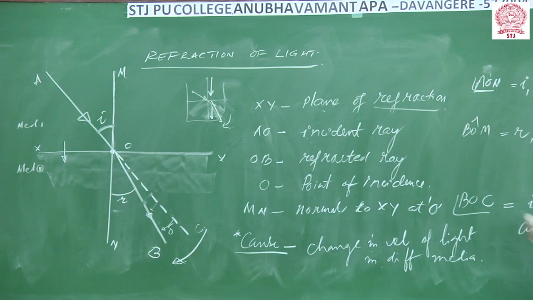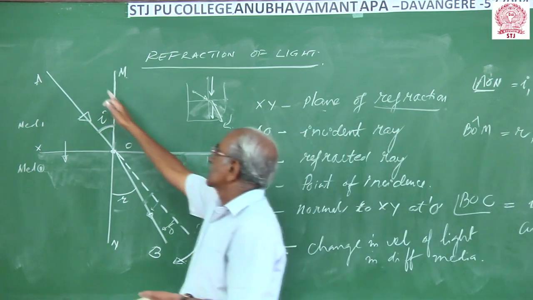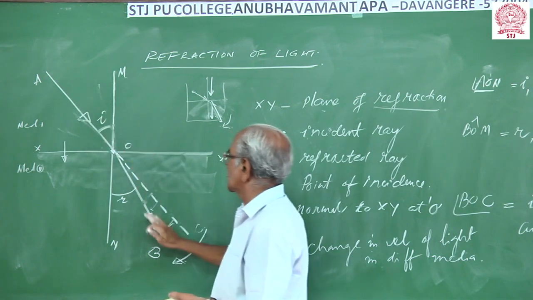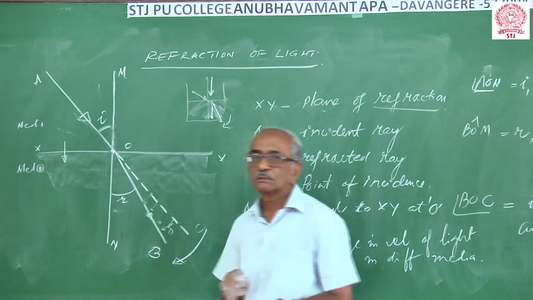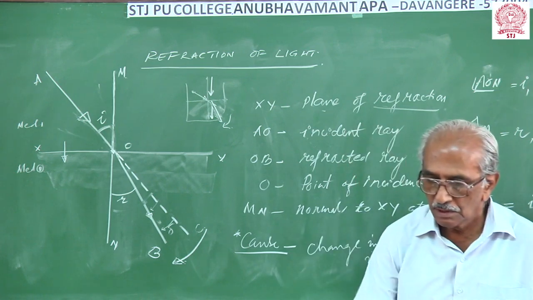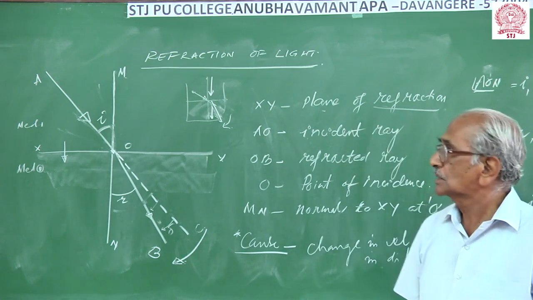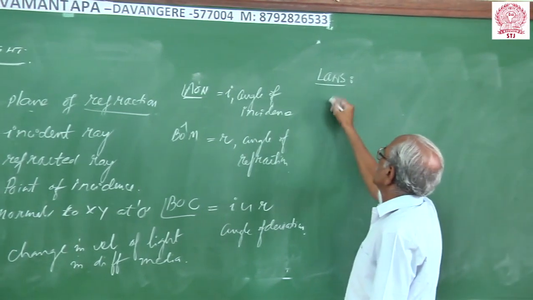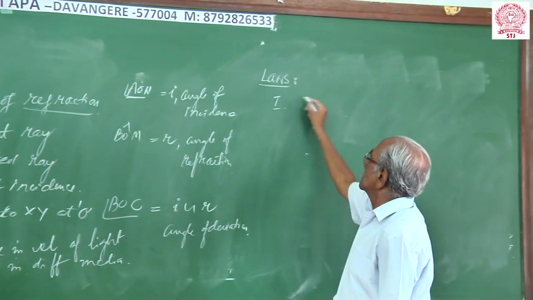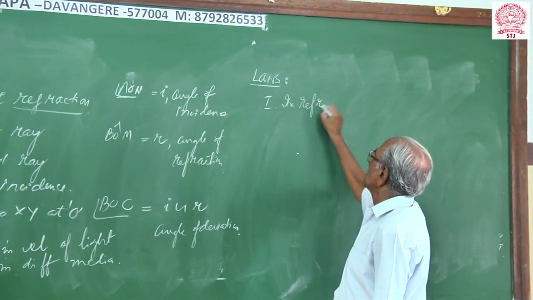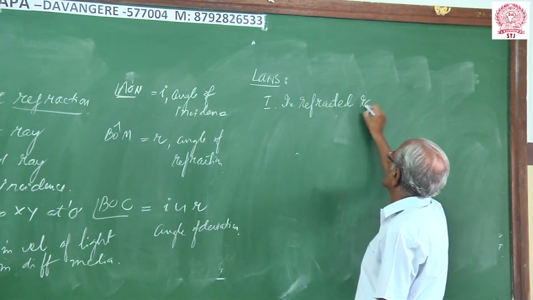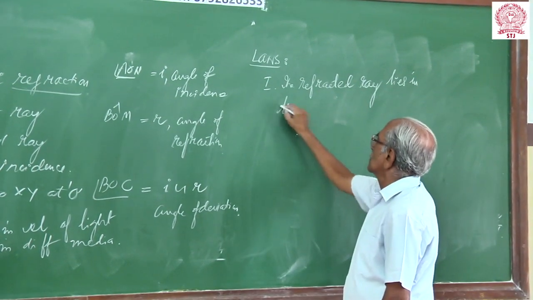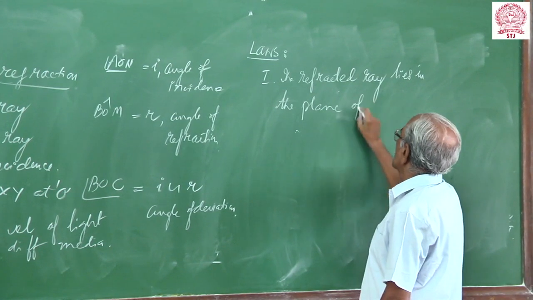Now, whenever light goes, you can make light go like this, like this, like this. For every incident ray, there is always a refracted ray. We have these angles, and refraction takes place obeying certain laws. Now, the first law is that the refracted ray lies in the plane of incidence.